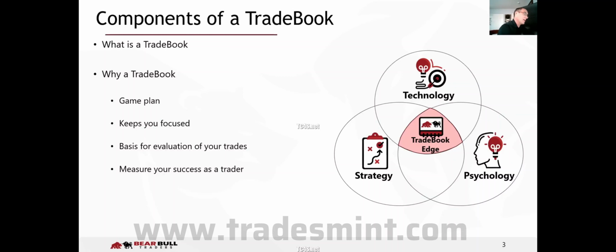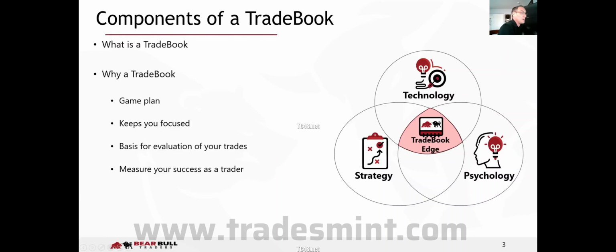So you want to be able to measure yourself, and that trade book gives you a valuation of that. Otherwise, you're just going in day after day, evaluating yourself off of an arbitrary metric that you established the day before based upon how you traded the day before, or the week before, or the month before.